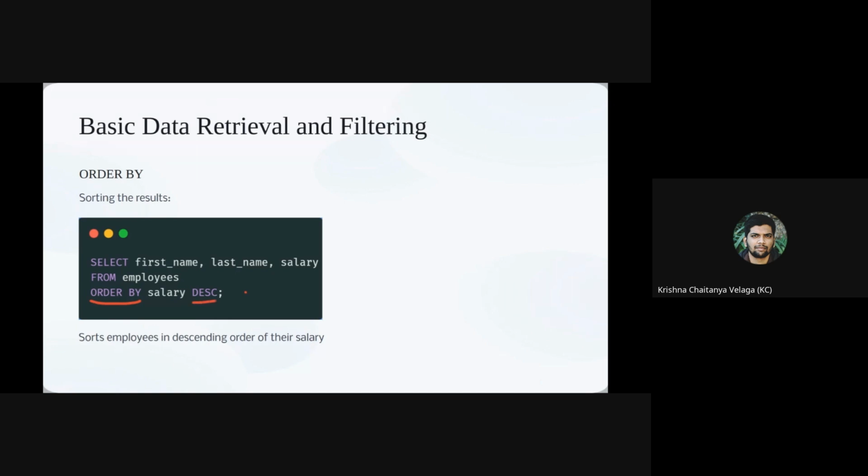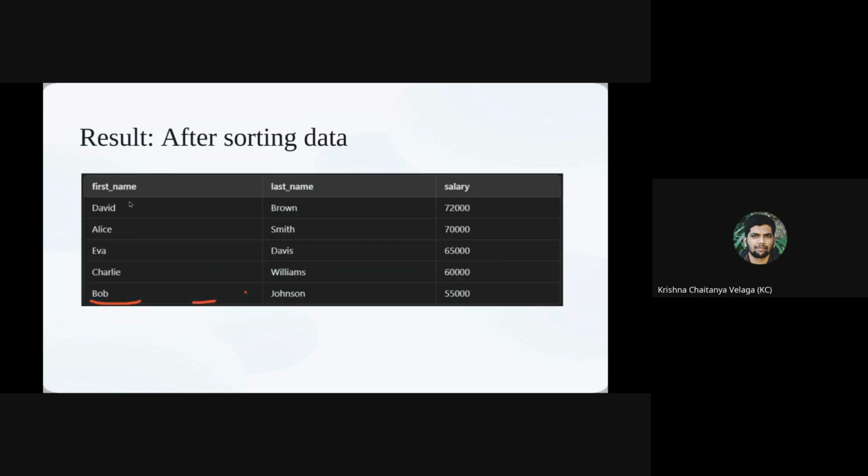SQL by default orders in ascending order, so it will sort from the lowest first to the highest. If you want ascending, you don't need to specify any keyword. You can just do ORDER BY salary and close the query. But if you need to reverse it, like descending order, then you need to specify this other keyword. Simple. So you can see you have the employees from higher salary to lower salary.